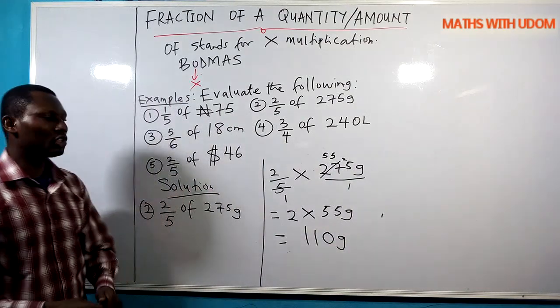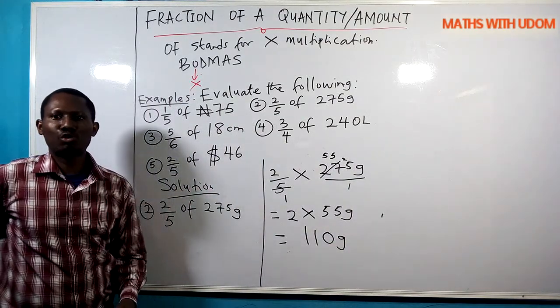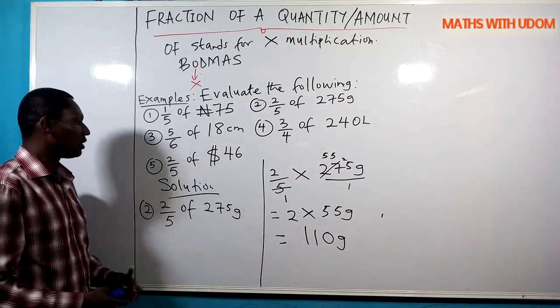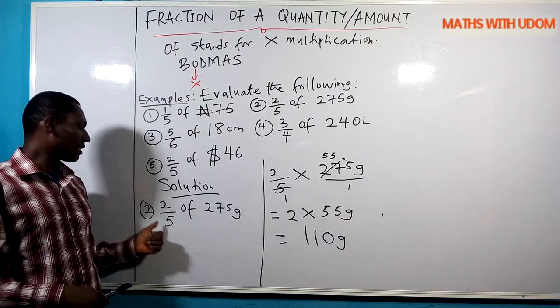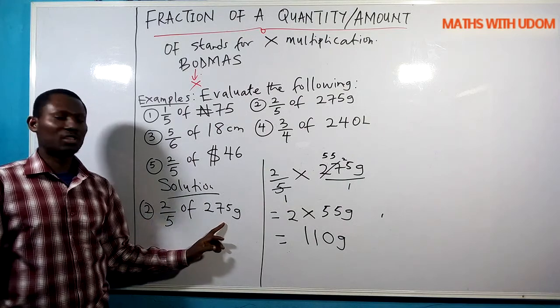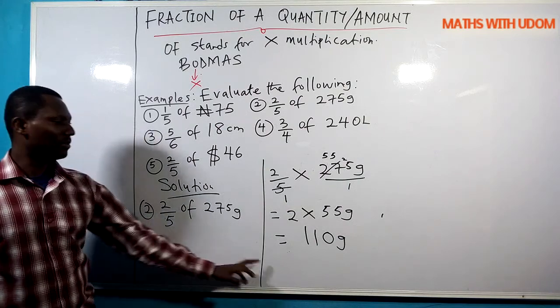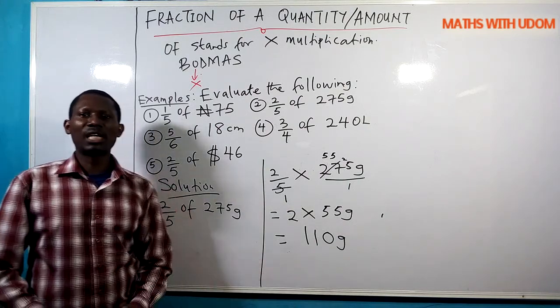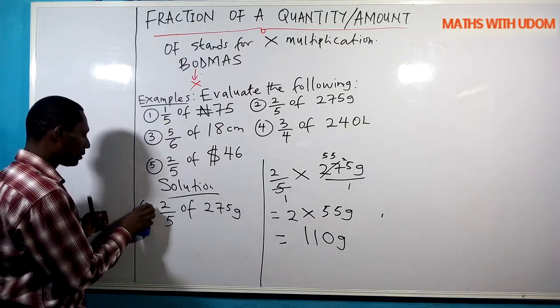So that is the solution for number 2. Let's move to number 3. So what can we see there? You can see that 2/5 of this particular quantity, 275, gives us 110 gram. Okay? Example 3.